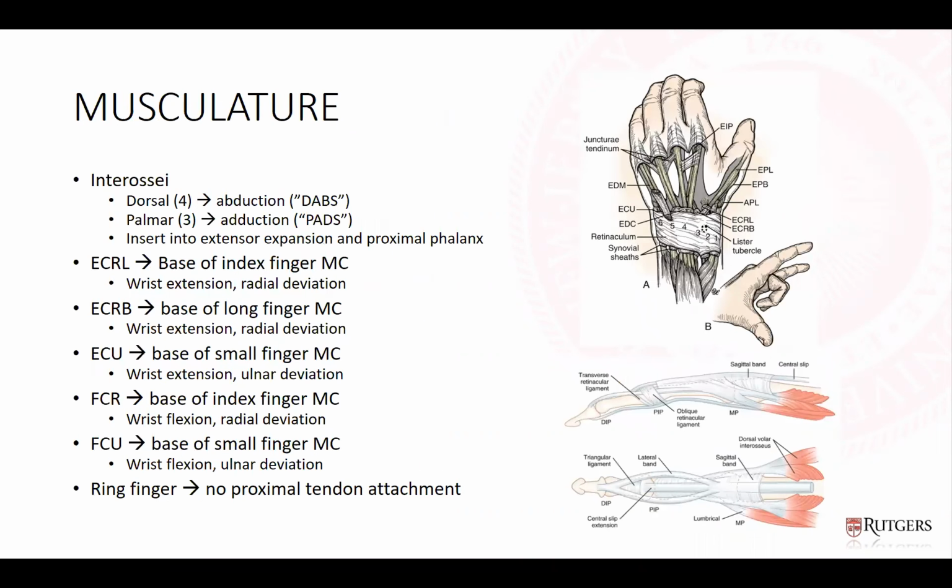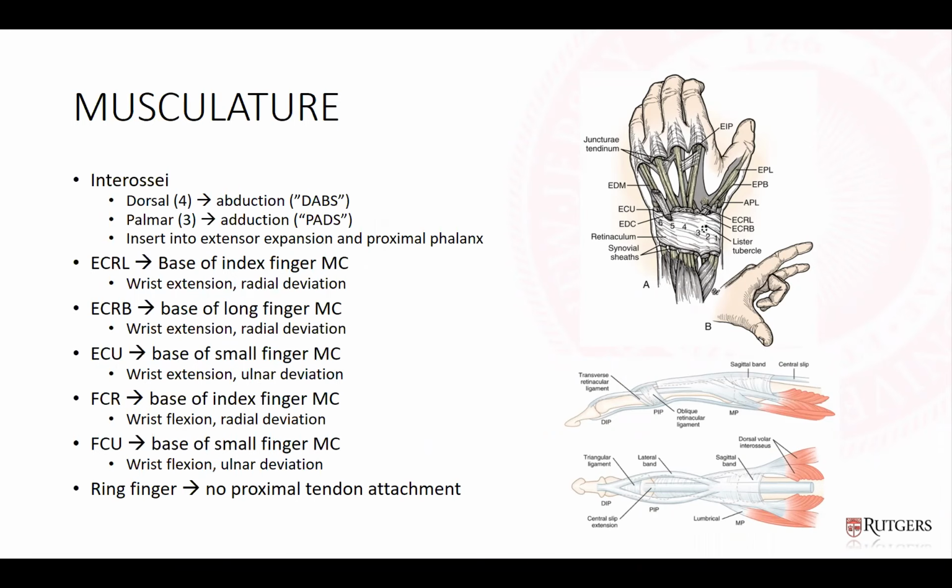A number of muscles attach to the metacarpals. The interossei originate on the metacarpals and insert into the extensor expansion and proximal phalanx. There's four DABs, dorsal interossei that do abduction, and three PADs, palmar interossei that do adduction.